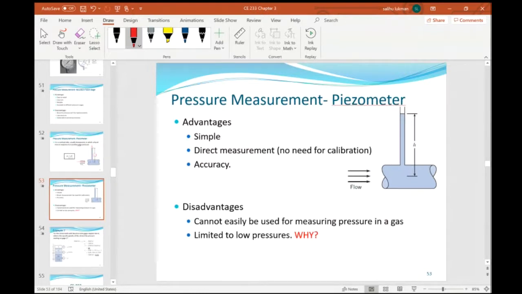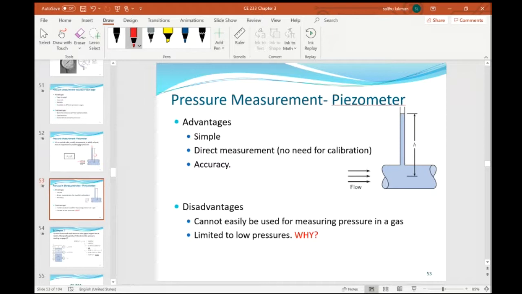So the piezometer also has its advantages and disadvantages. It is very simple and it gives direct measurement, no need for calibration, and it is accurate. The disadvantage is that it cannot be used for measuring pressure in a gas, because piezometer is an open tube. If you don't close it, gas particles are far apart from each other, so they will just disappear. They will serve as a leaking point.